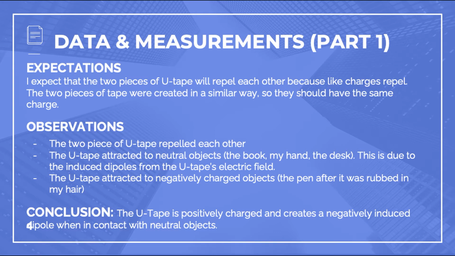Then the U-tape attracted to neutral objects, such as the book, my hand, the desk. This was a weaker attraction, but they did attract, and this is due to the induced dipoles from the U-tape's electric field. Lastly, I observed that the U-tape attracted to negatively charged objects. This was the pen after I rubbed it in my hair. Because the pen was negatively charged after I rubbed it in my hair and the U-tape was attracted to it, we know that the U-tape is positively charged. And we also know that the U-tape creates a negatively induced dipole when in contact with neutral objects.